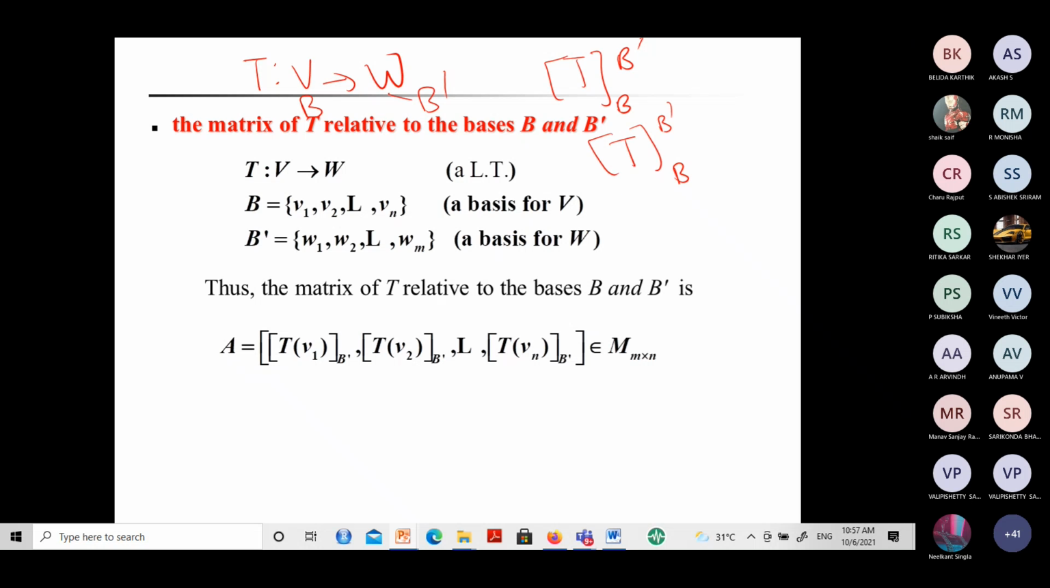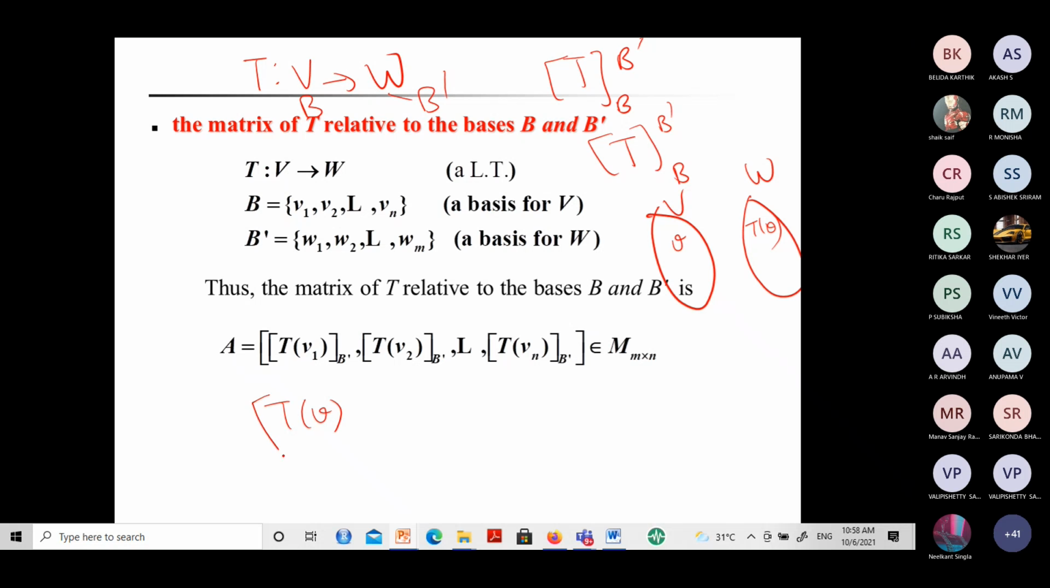What is this actually? T is a linear transformation from B to B dash. It's called the associated matrix of the linear transformation T from B to B dash, right? Okay. So now, from V to W, I'm taking an element small v. I'm taking T of v here, right?